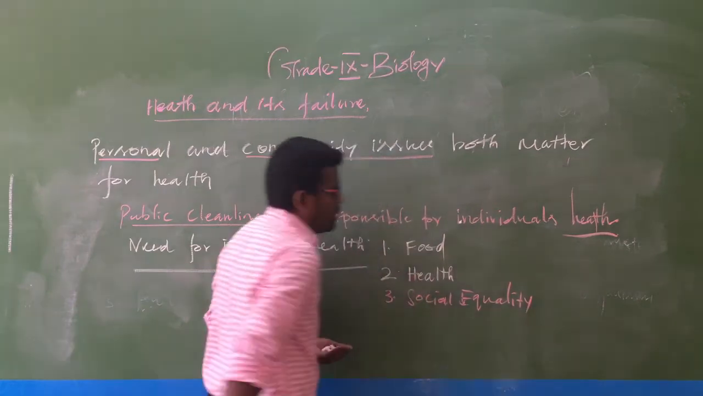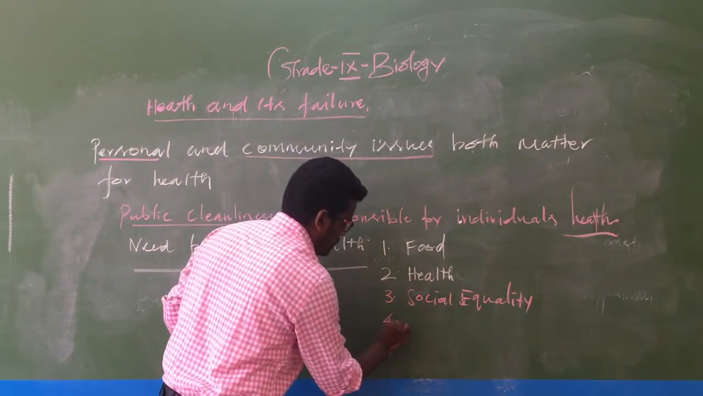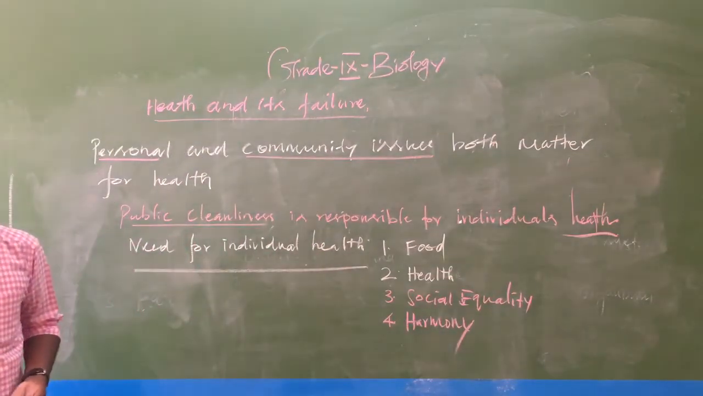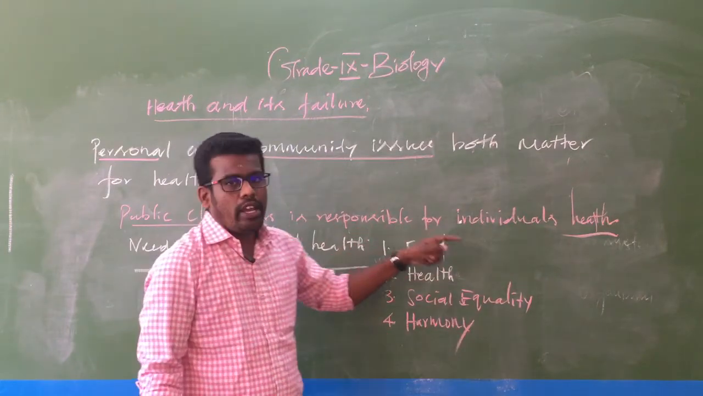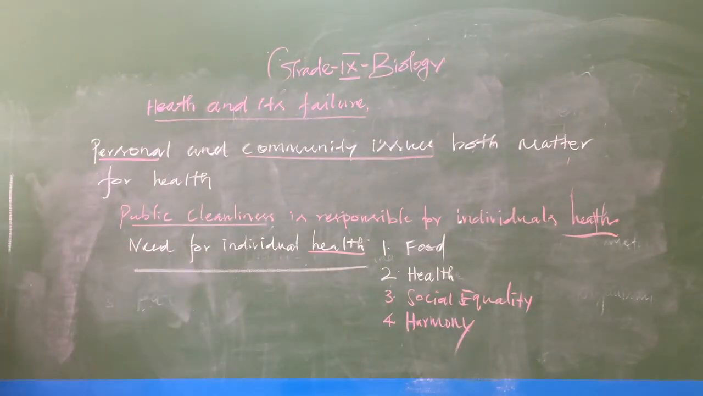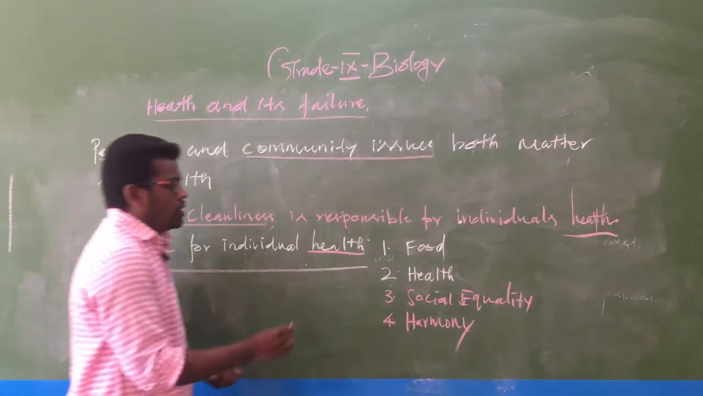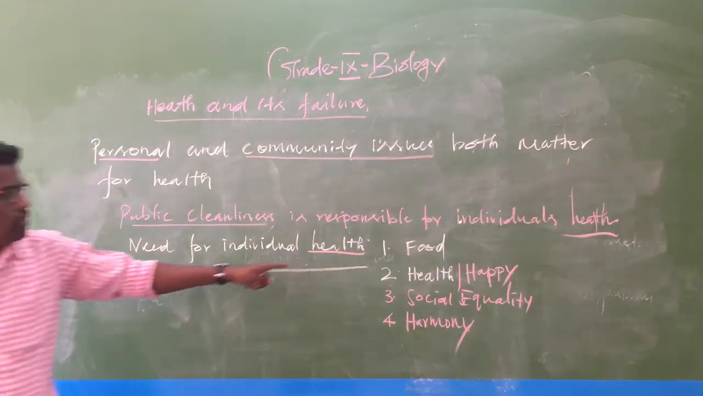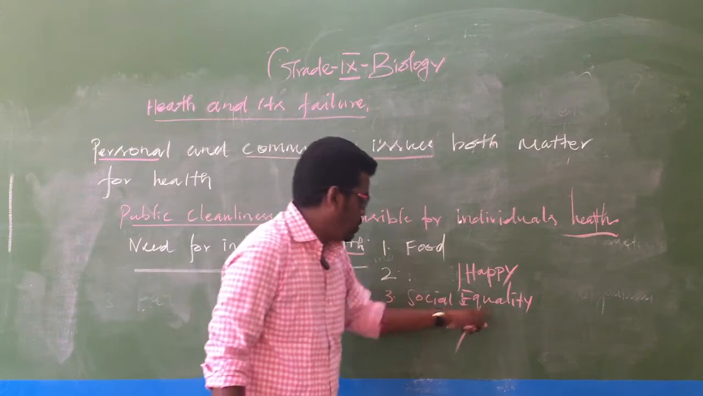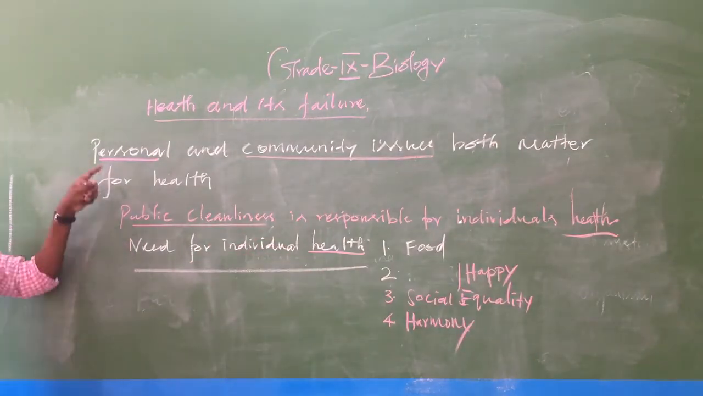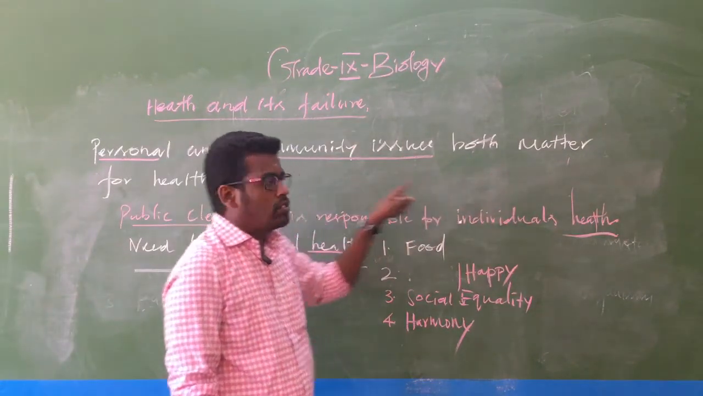The third one is social equality, which individuals also need, and the fourth one is harmony. Harmony means what? Unity. So these are needed by each and every individual. Then only they will be healthy. Okay, now we discussed that personal and community issues both matter for health.